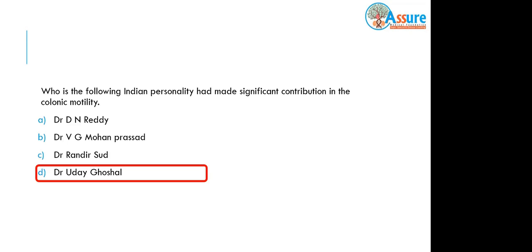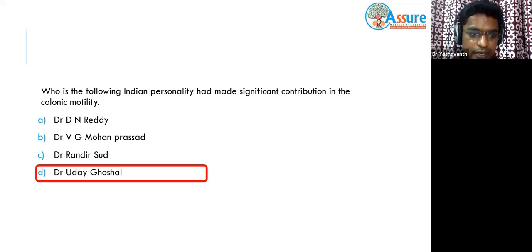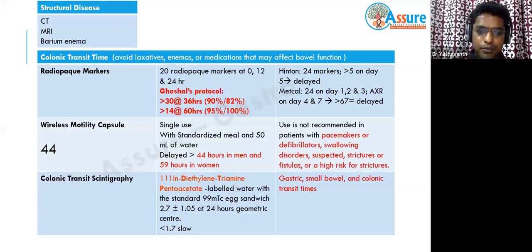Okay, very good. So no motility conference in India goes without him. So why is it important? Because we have something called Ghoshal protocol. So before going to that, in the structural disease to evaluate, we have CT, MRI, and we can do barium enema. Barium enema in a resource poor setting or where affordability is an issue, you can do it, or else MRI is the preferred modality.